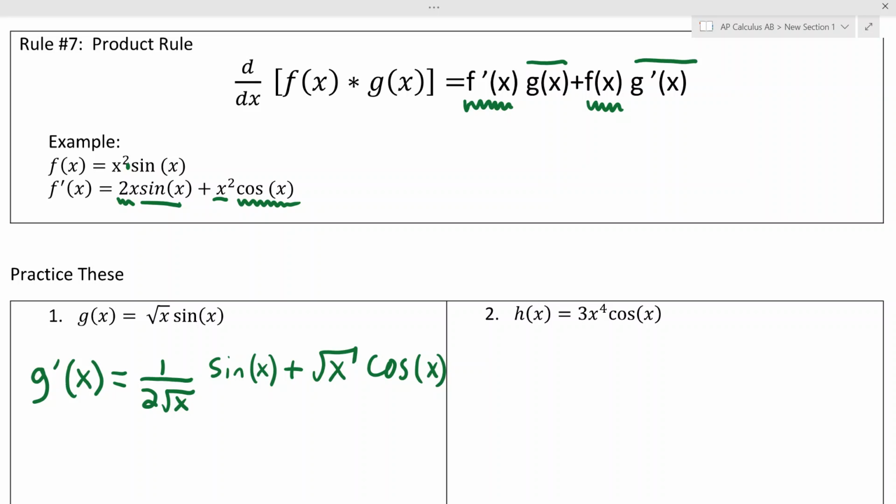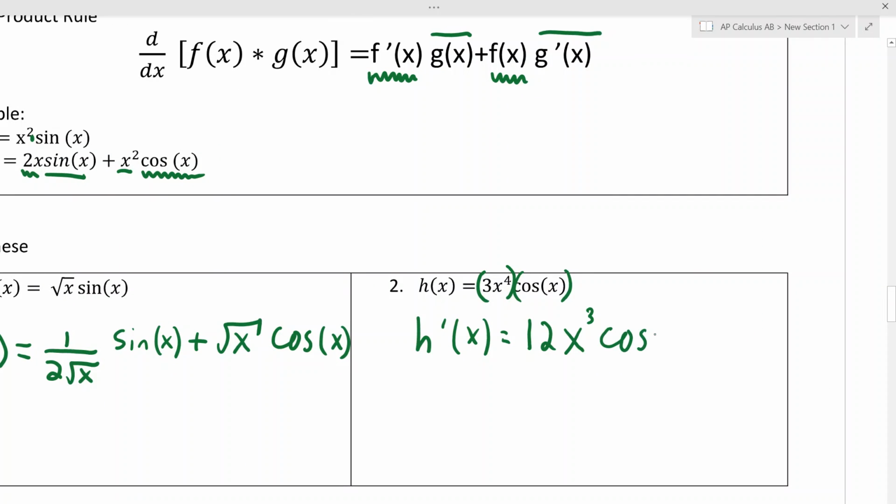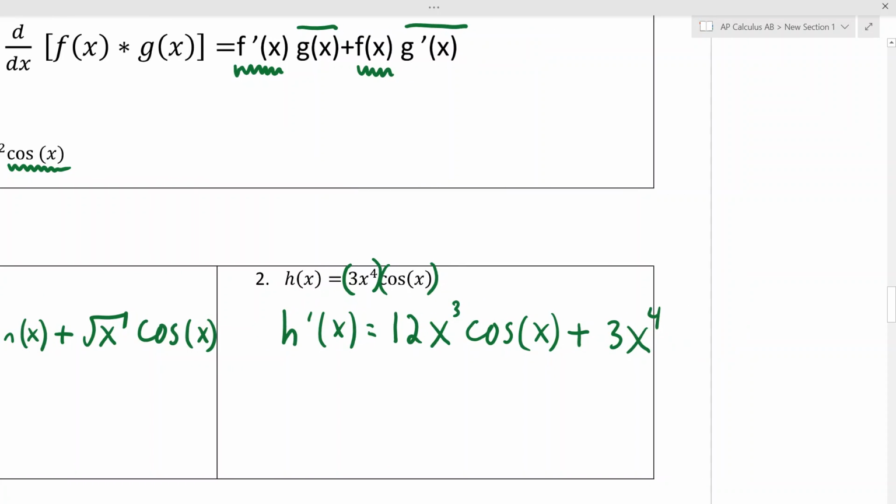Number 2, h prime of x. There's two things being multiplied here. This is one function, cosine is the other. When you derive that, you get 12x cubed. That's the derivative of the first. Leave the second, cosine x. Plus, leave 3x to the fourth, derive cosine. But the derivative of cosine is negative sine. So you could put a parenthesis here, so you know it's not minus. This is what kids will do. They'll write it like that, times negative sine.